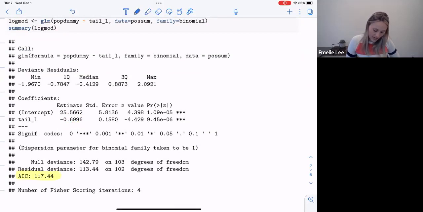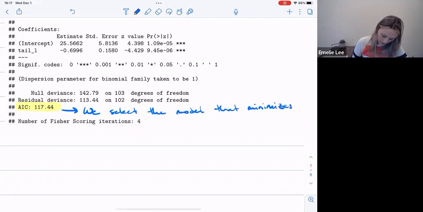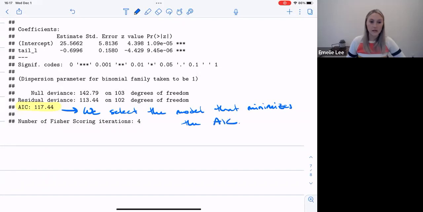Down here, we get the AIC. We select, because I didn't mention this before, the model that minimizes the AIC. It's much like the R squared in a regression context, right? Because you want to maximize your R squared, and now here you want to minimize your AIC, and we're going to use the AIC for determining the performance of each model. And just remember, you want to minimize the AIC.